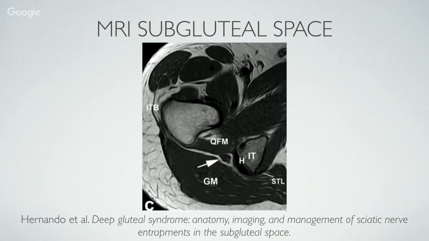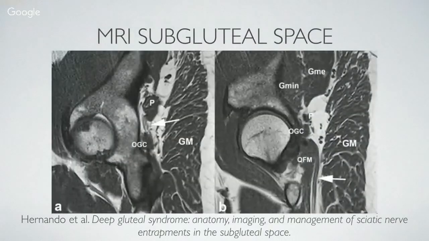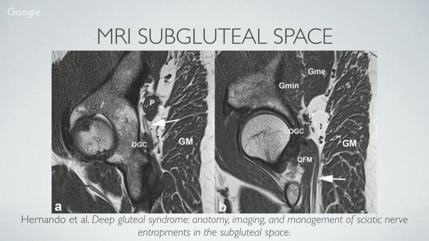And the sciatic nerve, marked with the arrow, you can see is a very large structure here. A couple more slices of MRI. This is a sagittal view. On the left is a more medial slice, and on the right is a more lateral slice. The piriformis muscle again, marked P, and then you have the obturator gemelli complex, the gluteus maximus here.